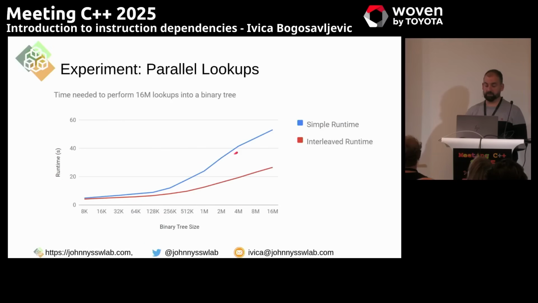There is a simple runtime, the simple algorithm, and there is a parallel interleaved runtime, when we're doing 16 million parallel lookups. So how does it look? When the tree is small, we have these memory caching effects, so there is not that much difference. But as the size of the tree becomes bigger and bigger, you see more and more of the difference. For example, for the 16 million lookups on a tree which has 16 million, which is 16 megabytes, we have about 26-27 seconds, and the simple is more than 50, like 52, 53 or 55. Okay?